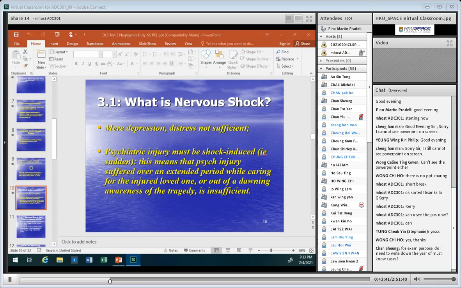Well, you know, looking after somebody who's chronically ill or injured, that would not be sufficient to prove nervous shock. Okay, so that is what nervous shock is, must know Hinsonberry. And also I'd say Wong and To, which says the same thing.